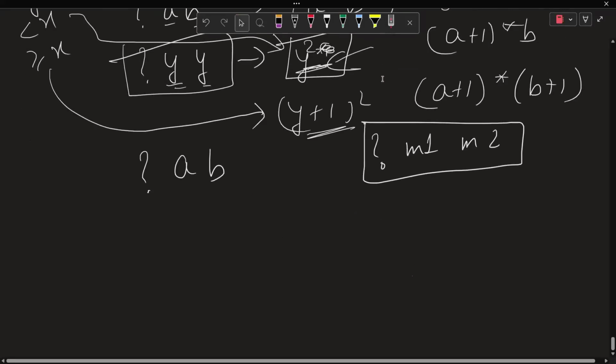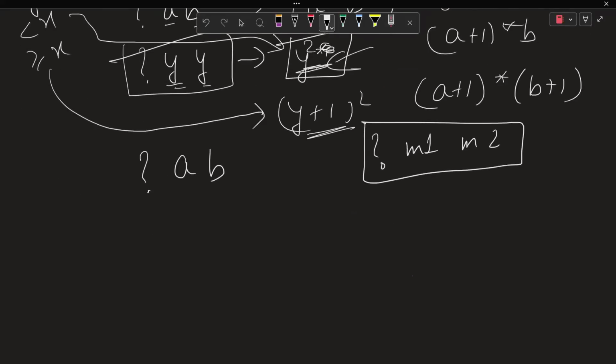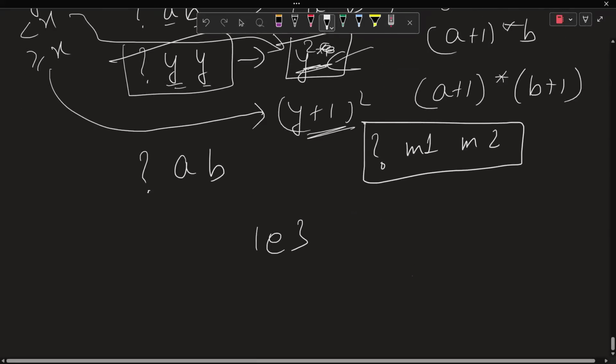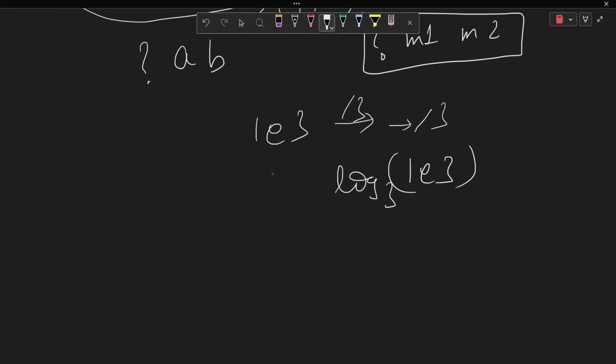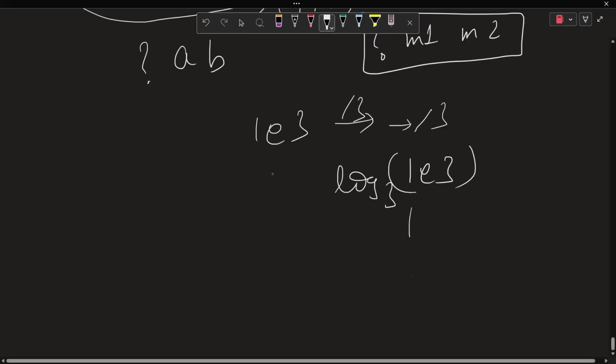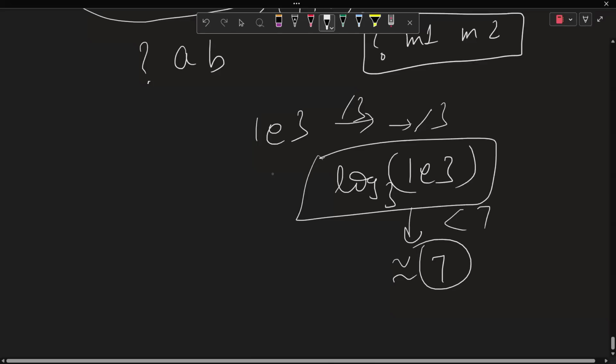Now, what would happen by dividing the range by 3? Initially, I had a range of around 1E3. Now, if I divide it by 3 at every step, so basically in log base 3 of 1E3 steps, I would be able to reach a single value of X from a range. And what is this value? This is approximately 7. It is less than 7. So in 7 queries, we can do this by dividing my range in 3 parts. I hope this is clear to you.